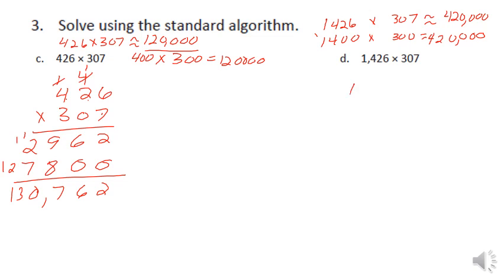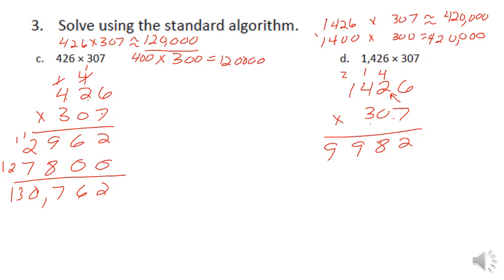Now, let's see how it works out. 1,426, 307. 7 times 6 is 42. Carry our 4. 7 times 2 is 14, and 4 would be 18. Carry our 1. 7 times 4 is 28, and 1 is 29. Carry 2. 7 times 1 is 7, and 2 is 9.